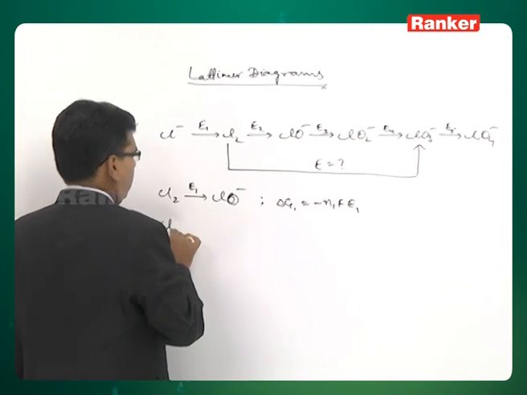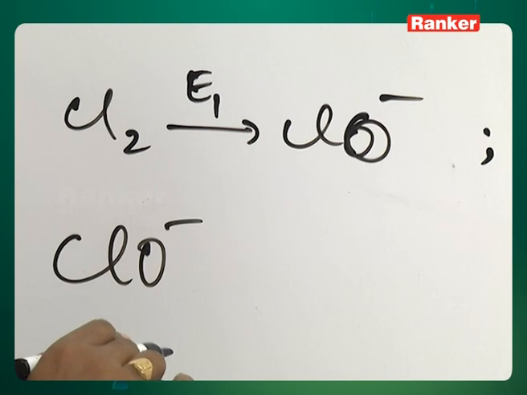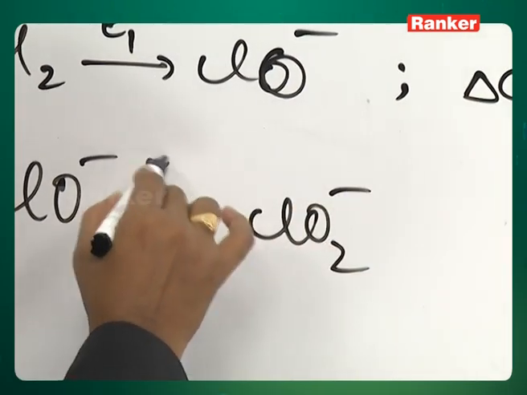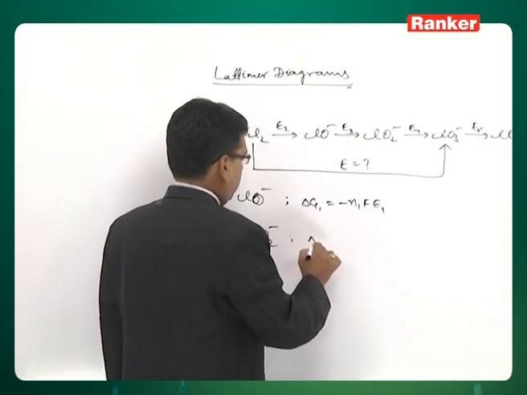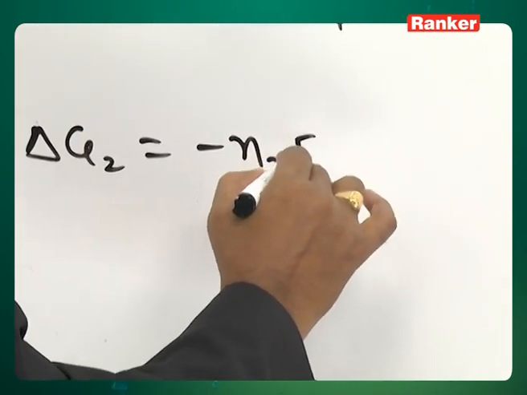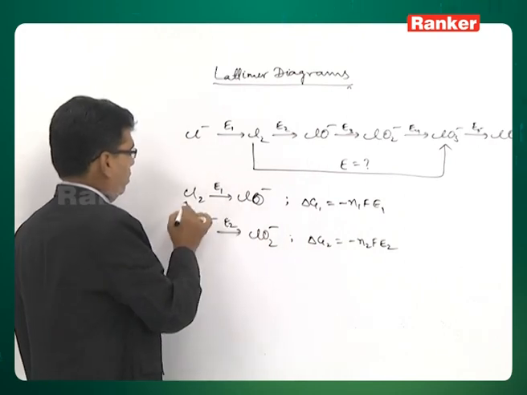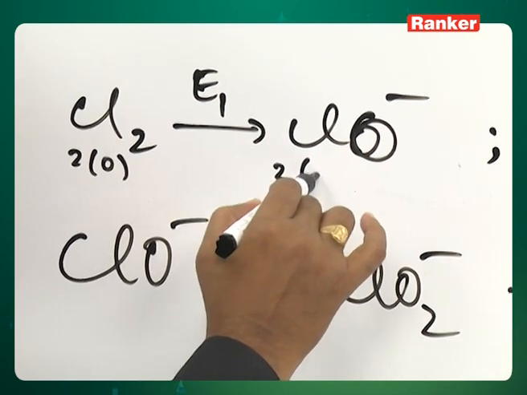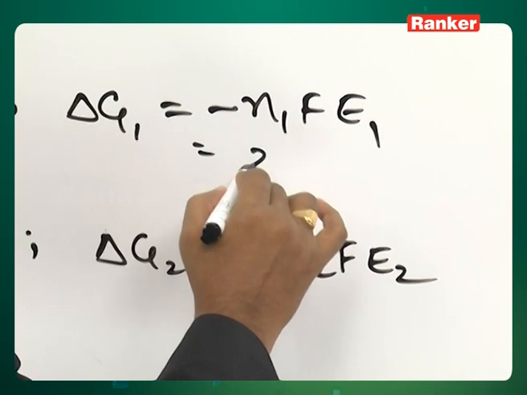Now, Cl2 to ClO minus is over. Next, ClO minus to ClO2 minus. This EMF change is E2, and for this the free energy change delta G2 is equal to minus N2 F E2. From here to here the N factor is, here it is 2 into 0 and here it is 2 into plus 1. So, the N factor is 2. So, here N is equal to 2.